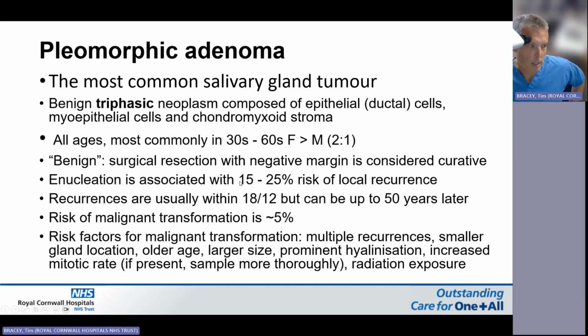So it's the most common salivary gland tumor. It has triphasic differentiation. So it has epithelial, ductal cells, myoepithelial cells, and this mesenchymal material, chondromyxoid stroma. And for this reason, you can get lots of variation in the appearance, as I pointed out already. In fact, you can even get sarcomas appearing in pleomorphic adenoma.